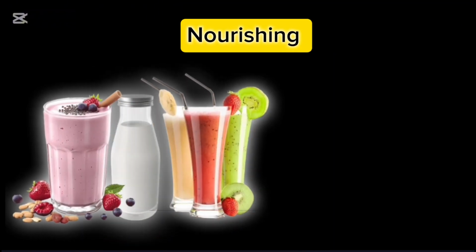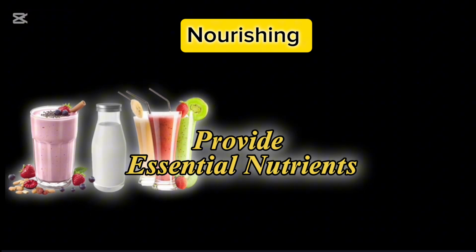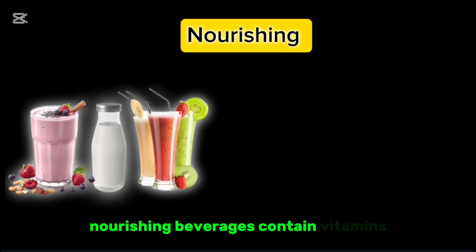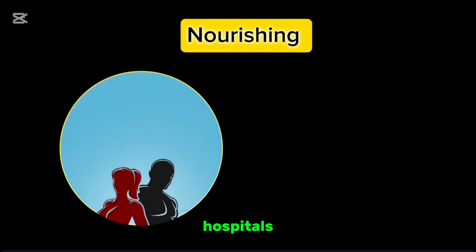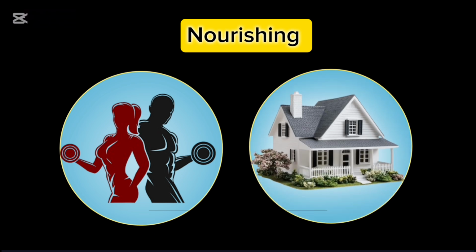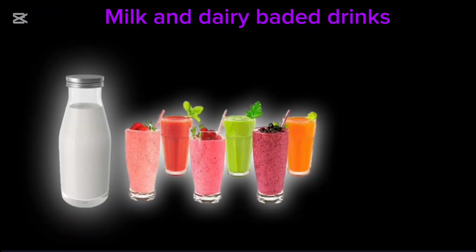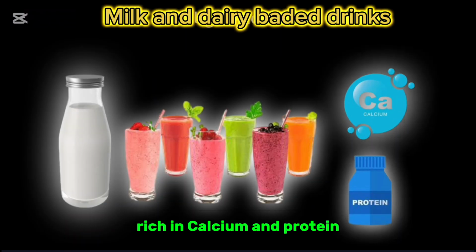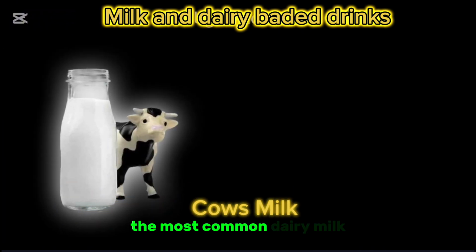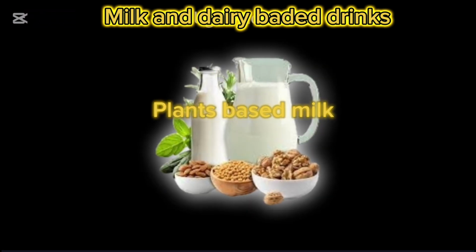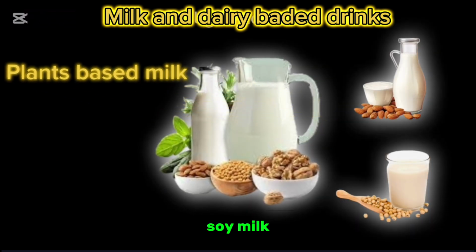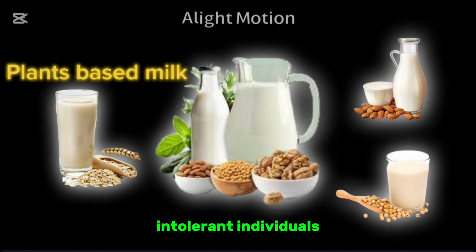Let's talk about nourishing beverages. They provide essential nutrients. Nourishing beverages contain vitamins, minerals, and proteins that contribute to a balanced diet. These are widely consumed in hospitals, fitness centers, and homes. They include milk and dairy-based drinks, rich in calcium and protein, like cow's milk, the most common dairy milk, available in full-fat, low-fat, and skim versions. Next is plant-based milk. Alternatives like almond milk, soy milk, and oat milk for lactose-intolerant individuals.